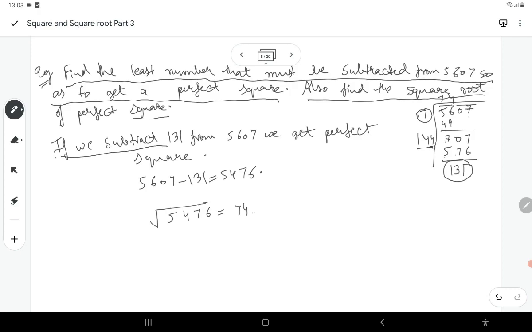Now if we subtract 131 from 5607, we get a perfect square. So 5607 minus 131 comes out to be 5476, and we have to find the square root of this. The square root of 5476 comes out to be 74, which you can find by using the long division method.